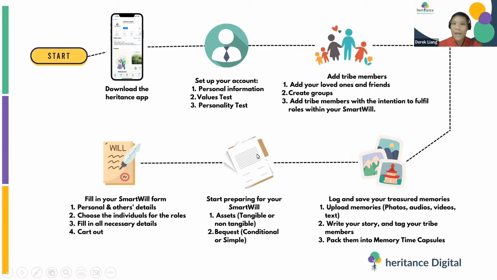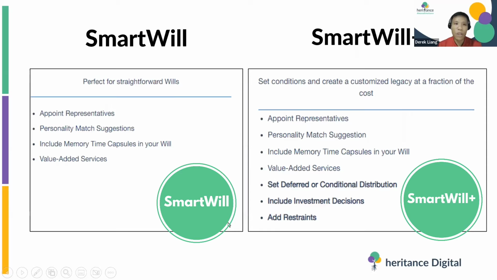In the app flow, you download the app, set up your account, and add your tribe members, the loved ones and friends. Then you can choose to lock or save your treasured memories to also pass down. Of course, this is optional, or you can jump straight into the SmartWill category to update your assets, create your bequest, and finally fill up your will form. It's very flexible. You can choose whichever order you want.